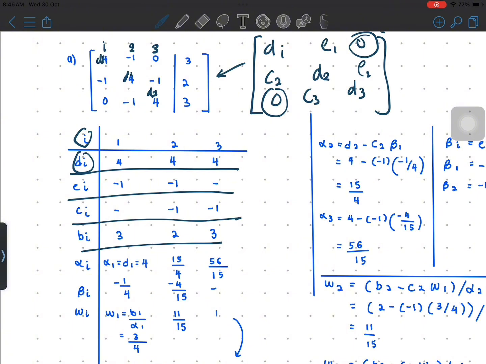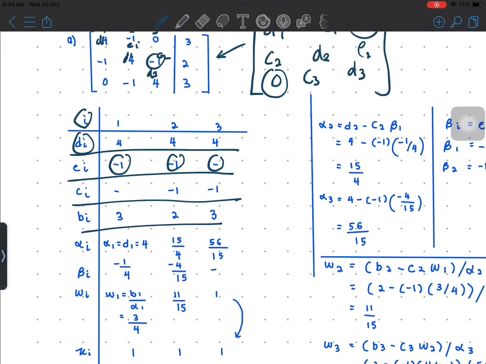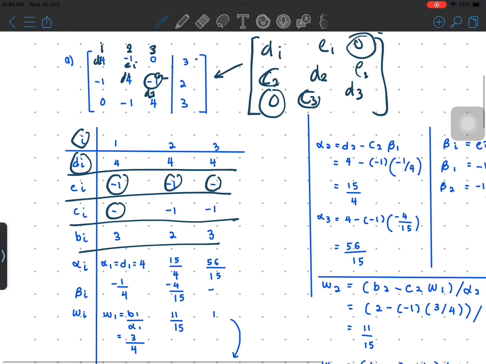Thus the value of Di comes out as 4, 4, and 4. For the value of Ei, here is E1 and E2, so we put -1 and -1. And for E3, we just put a dash since we have no E3 in this case. The same goes for C2 and C3, like what we put here. We don't have a component of C1, so we just put a dash. And also for B, this is B1, B2, and B3.